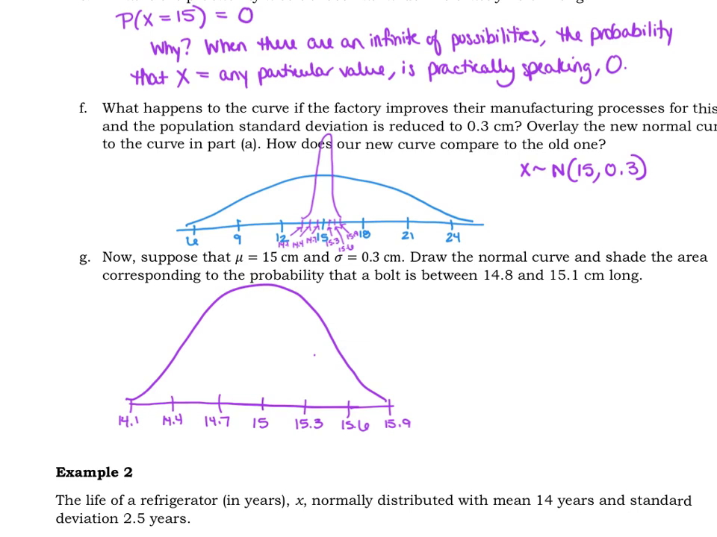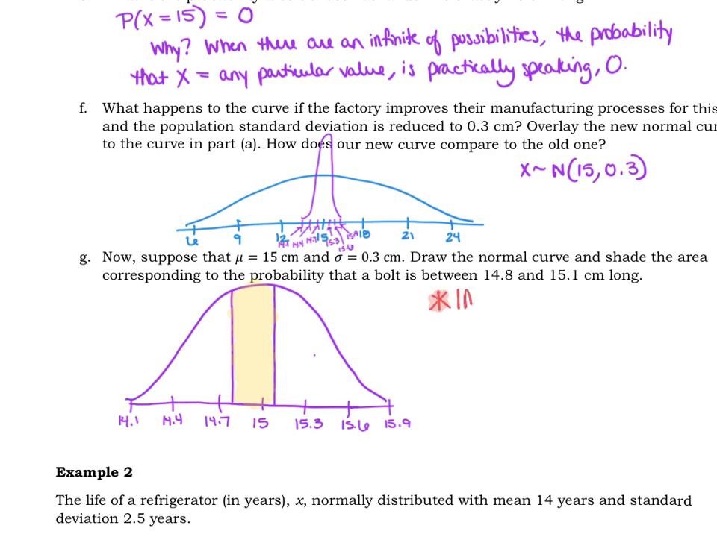Everywhere to the left. And I want a bolt between 14.8, so let's call that about right here, and 15.1 centimeters. That's about right there. And if I grab the highlighter and fill this in, here's the shading of the area. Okay, so there's the normal curve, and I shaded the area corresponding to the probability that a bolt is between those two lengths. Okay, and here is one of, let me turn on the pen and not the highlighter.